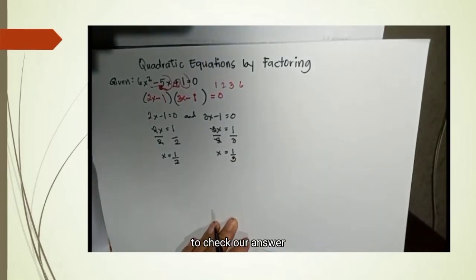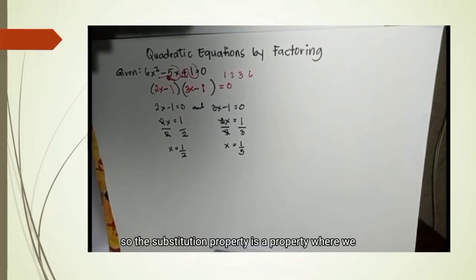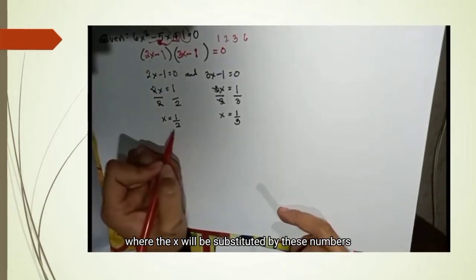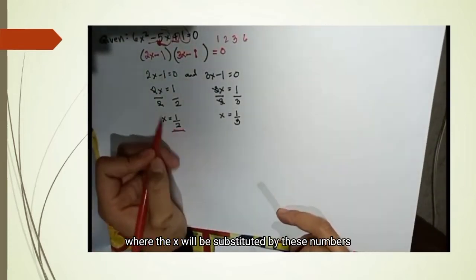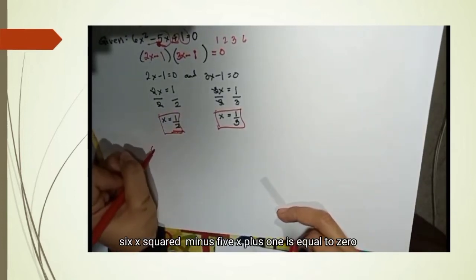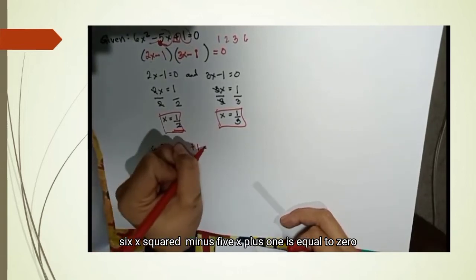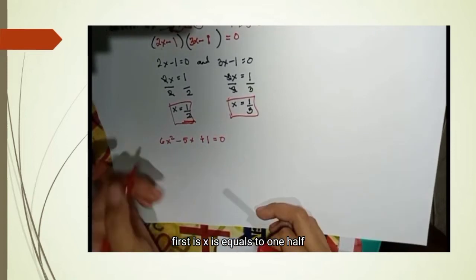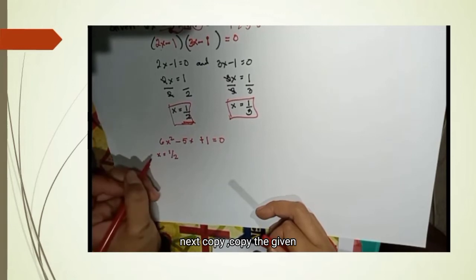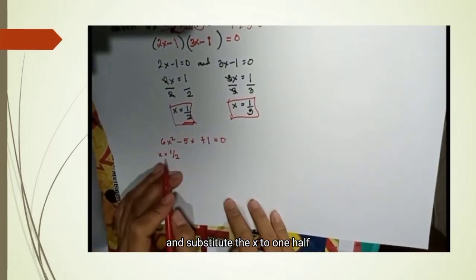To check our answer, we will use the substitution property. The substitution property is a property where the x will be substituted by these numbers. Okay, let us write 6x squared minus 5x plus 1 is equal to 0. First is x is equal to 1/2. Next, copy the given and substitute the x with 1/2.